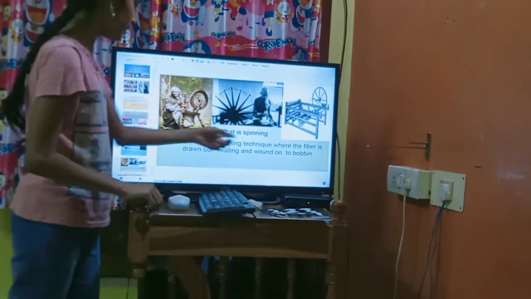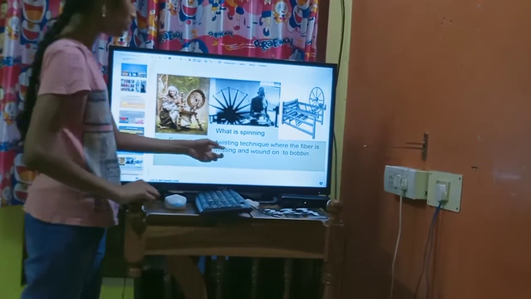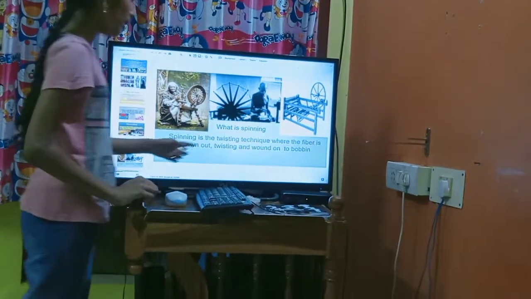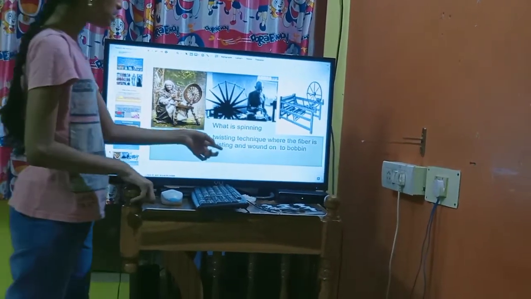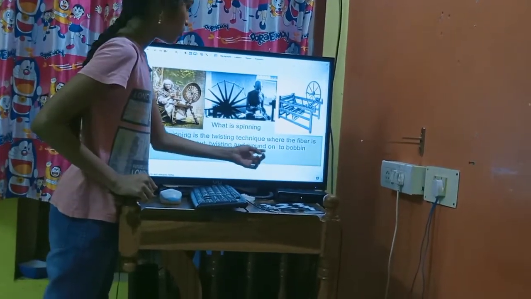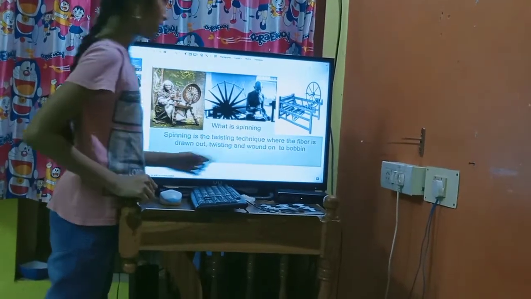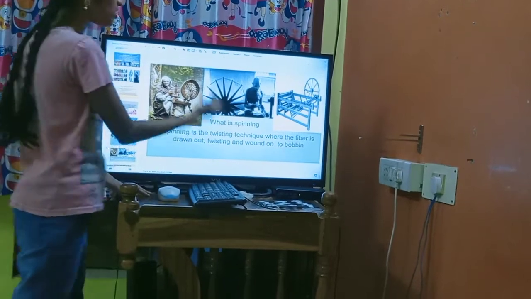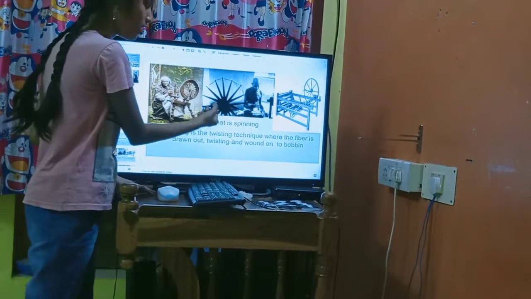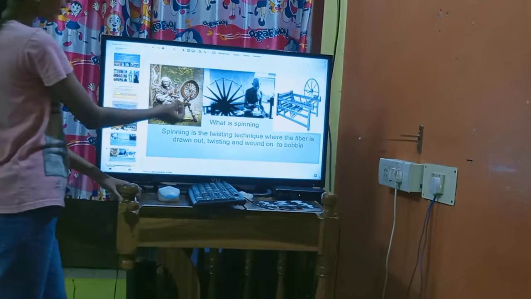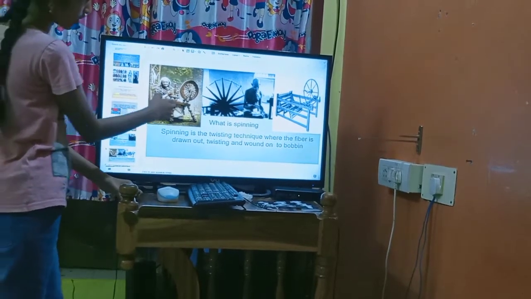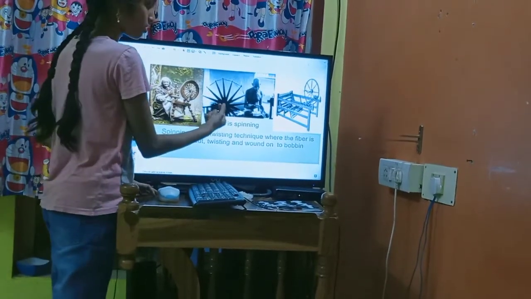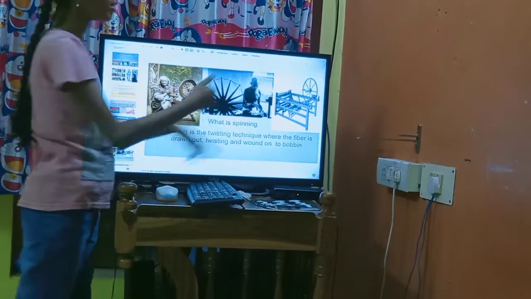And what is spinning? Spinning is a twisting technique where the fiber is drawn out, twisted and wound on a bobbin. You can see here Gandhiji doing charkha. You can see here types of charkhas. This is one type of charkha. This is also one type of charkha. This is also one type of charkha.